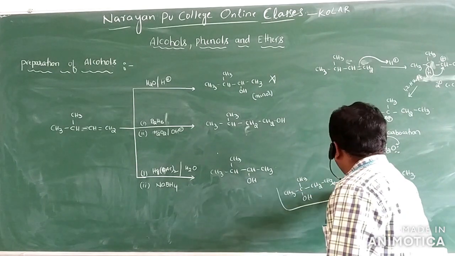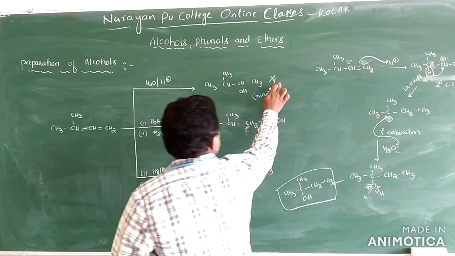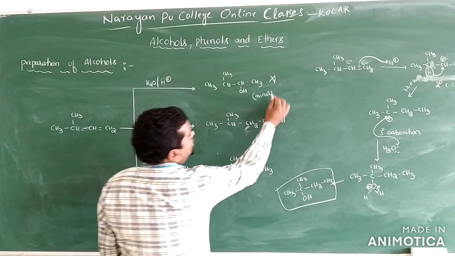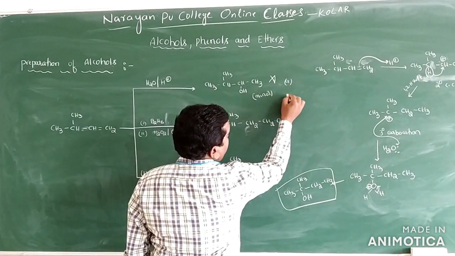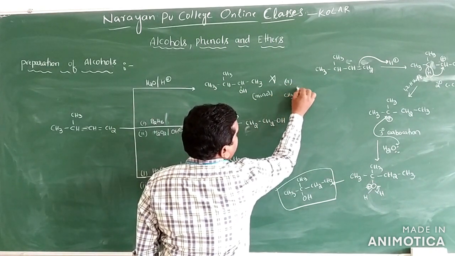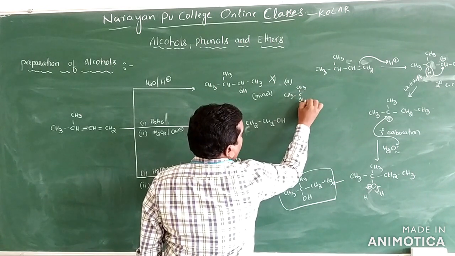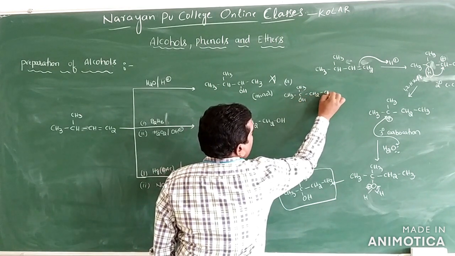This is the major product formed here. Clear? So this is minor. What is the major product you are getting? CH3, OH and CH2, CH3.